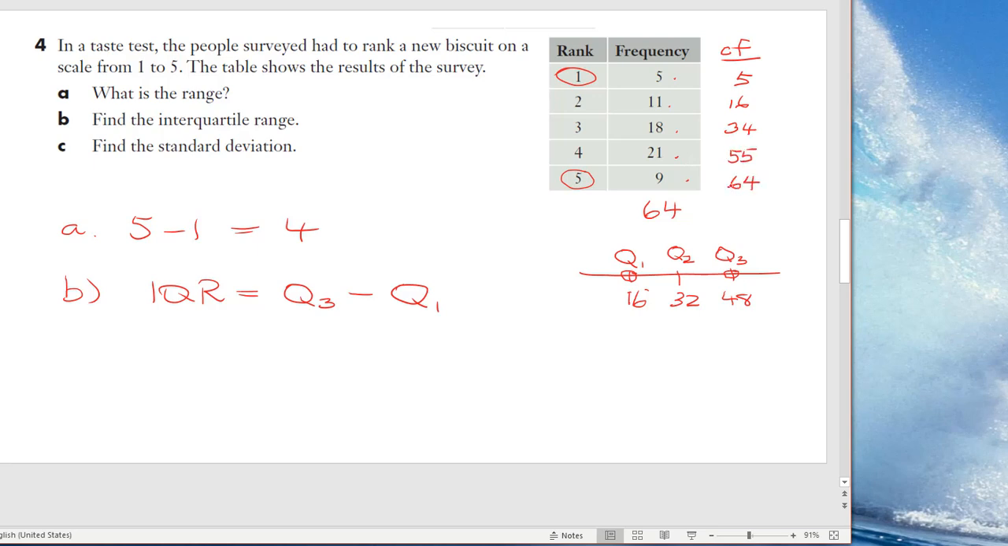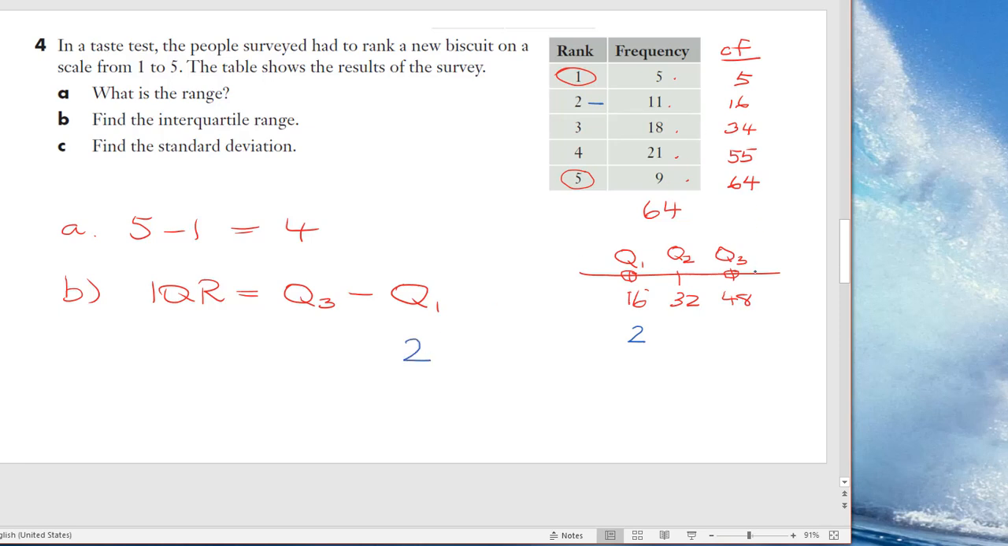So what this means is, of all the people surveyed, the first 5 people gave a rank of 1. The 6th, 7th, 8th, 9th up to the 16th person gave a rank of 2. From the 17th up to the 34th person gave 3, etc., etc. So let's just get a different color pen. So now the 16th person, if we go off that, the 16th person gave a score of 2. So Q1 in this case would be the number 2.